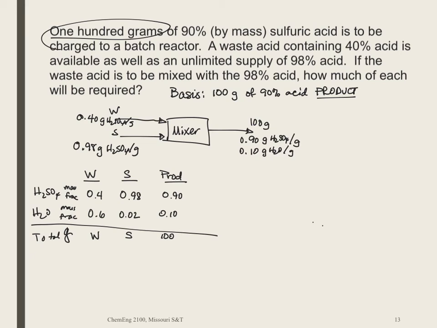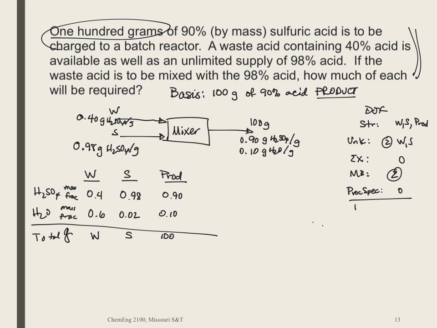So how about degrees of freedom? Okay, degrees of freedom. I have one unit, it's the mixer. I have my streams, which are the waste stream, the strong acid stream, and the product stream. I have my unknowns, which are W and S, so there are two of them. I have my sum of X equations. Well, I'm not putting these in the normal order. I have 0 of those, right? They're all known. I have my material balances. I have 2 components. And then I have process specs, which is anything else in the problem statement that I haven't used yet, and I have 0 of those. So my degrees of freedom, 2 minus 2 is 0. This one's ready to be solved.